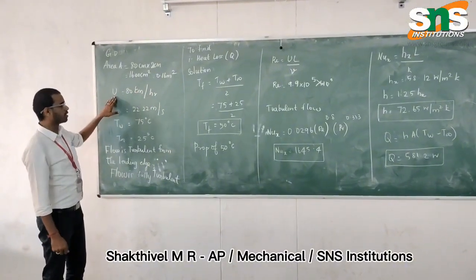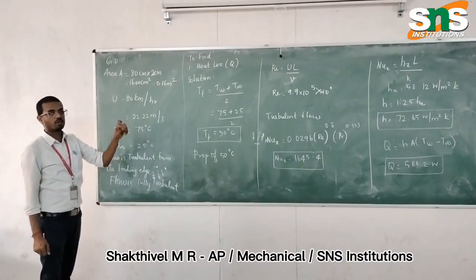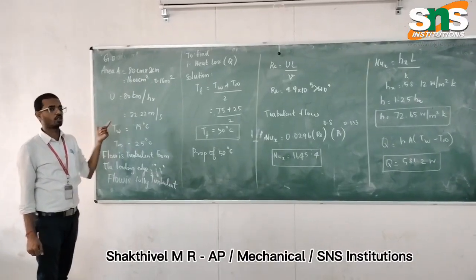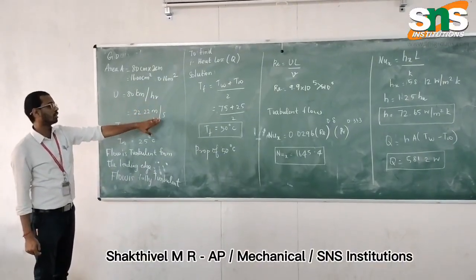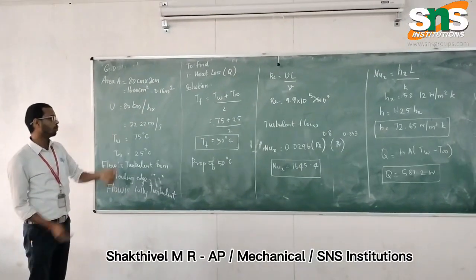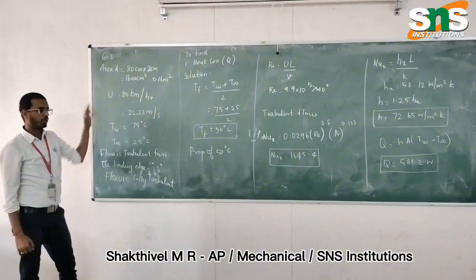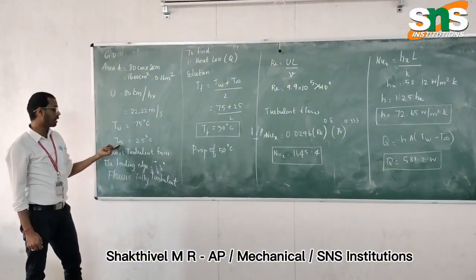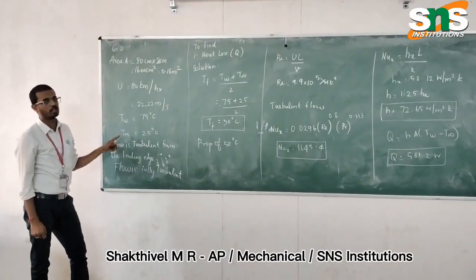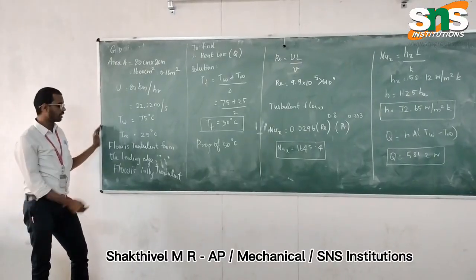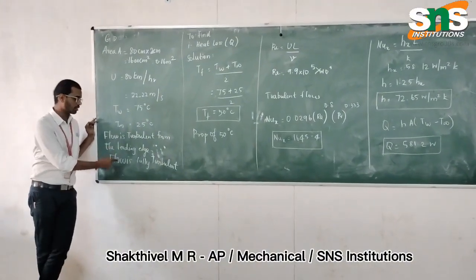Then the velocity of the flow, as this is forced convection. Velocity is mentioned, so it is a main clue to find out whether it is forced convection or free convection. So U is given, that is velocity 80 km per hour. We have to convert it into meter per second, that is 22.22 meter per second. The surface temperature of the crankcase is 75 degrees Celsius and the ambient air temperature is 25 degrees Celsius, that is T infinity. In the question it is mentioned that the flow is turbulent from the leading edge, so it is considered as fully turbulent flow.